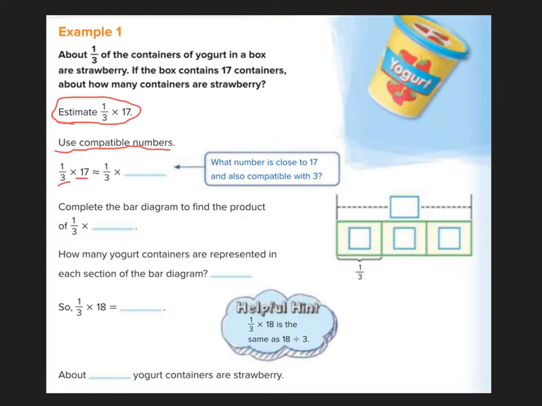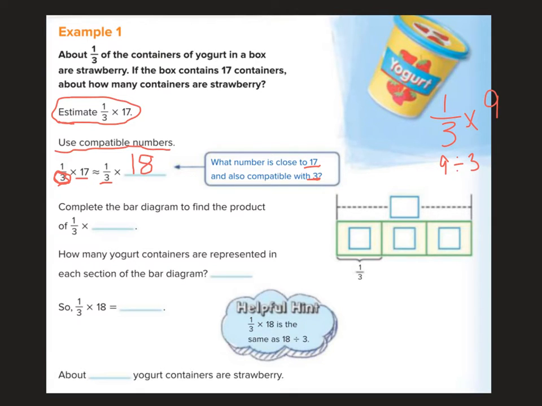1/3 times 17 is about 1/3 times, so here's what we're going to do. We want to choose a number that's close to 17 that's compatible with 3, the denominator. So what number is a multiple of 3 that is close to 17? I'm going to say 18. Because remember when I talked about, let's say I wanted to do 1/3 times 9. What I'm actually doing is saying, what is 9 divided by 3? Which seems so weird, but that's exactly what we're doing.